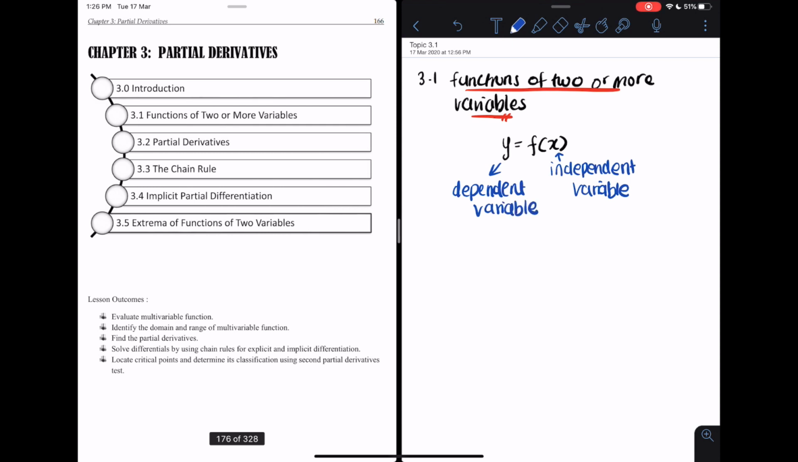For function of two or more variables, normally we will use this mathematical expression, such as z is equal to some function f(x, y). I believe when we start with topic 1.3 for chapter 1, you have been introduced with this notation, and this notation or this expression will always produce surface in three-dimensional coordinate system. So this is what we will be talking about in this chapter 3. If you have your module with you, turn to page 166 onwards.